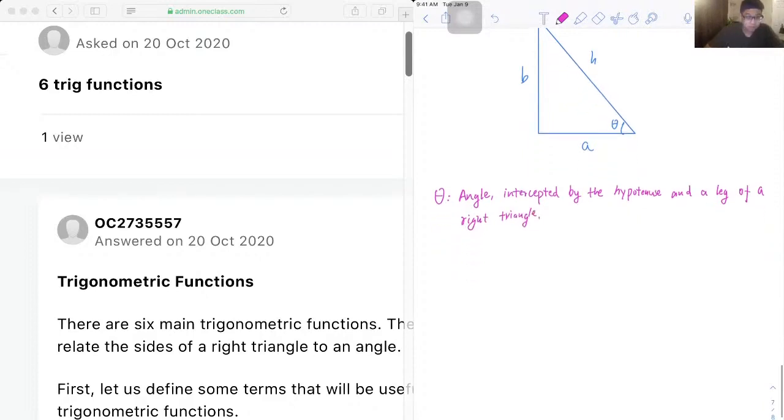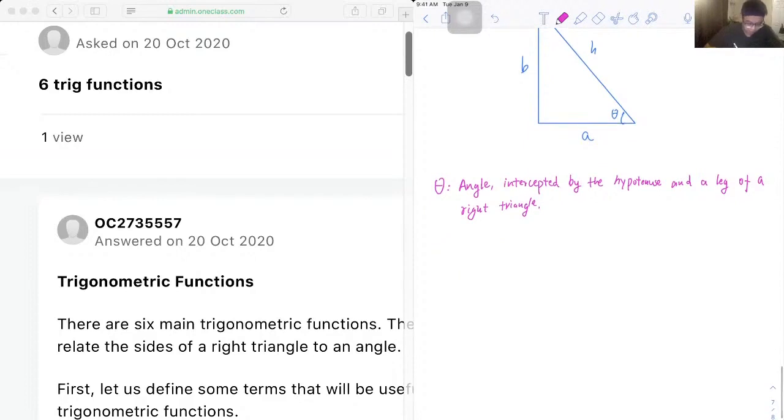Okay, so and then we have our H, which is right here. And we'll just talk about the theta. So H is representing hypotenuse, which is the longest side of the right triangle.